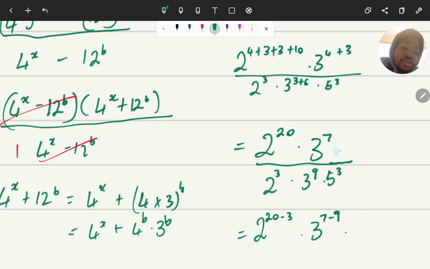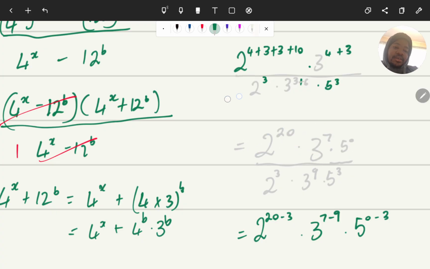Okay, look what I'm gonna do now. I don't have a base 5, but I know anything to the power of 0 is 1. So I can say here I have 5 to the power of 0, right? Then I will have 5 to the power of 0 minus 3, right?